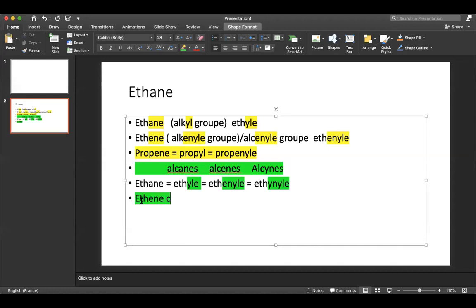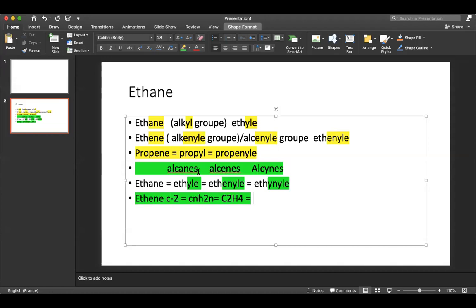Ethene with 2 carbon atoms. With 2 carbon atoms, we give the formula CnH2n. The formula would be what? C2H4. Now this is ethene. Now there is a hydrogen atom that has been lost.